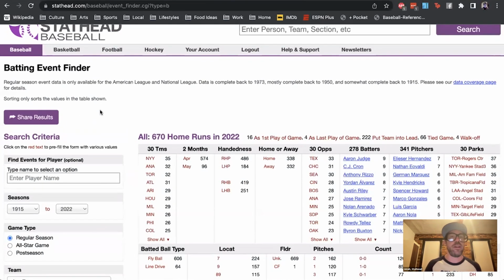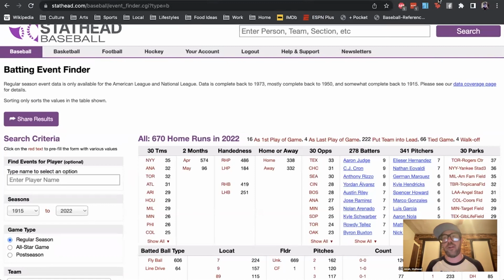This is the batting event finder, and it's searching every single play in our database. We have every single play since 1973 in Major League Baseball, every single play. We have nearly every single play all the way back to 1950. And then it starts to get a little less complete, but we do have play-by-play data for many games all the way back to 1915. So you are searching over 100 years worth of baseball plays from every game, 162 games in the season, all the way back to 1915. So there's a lot of data in here.